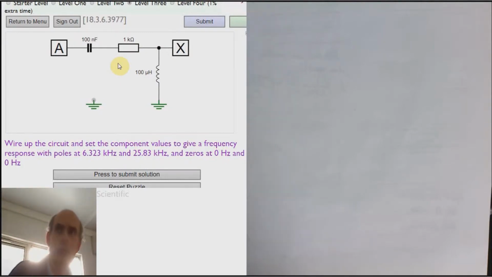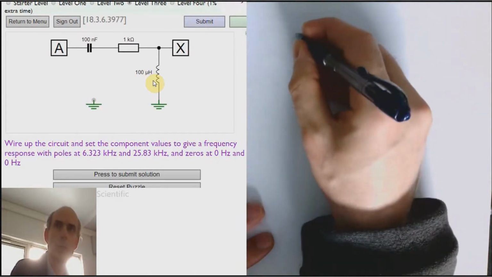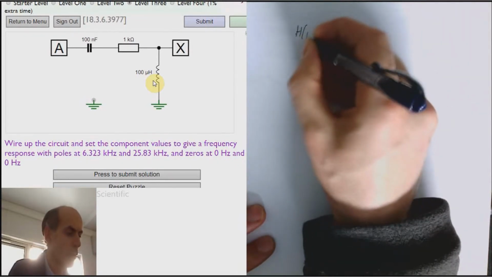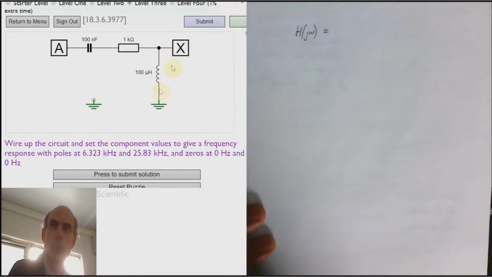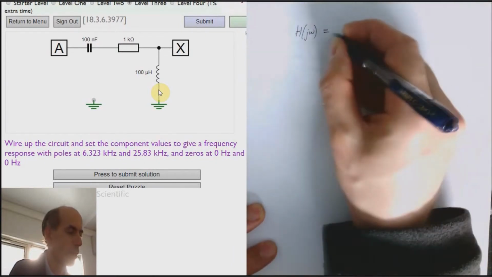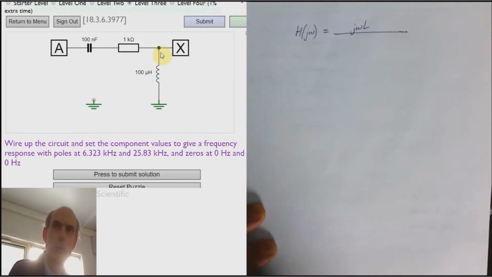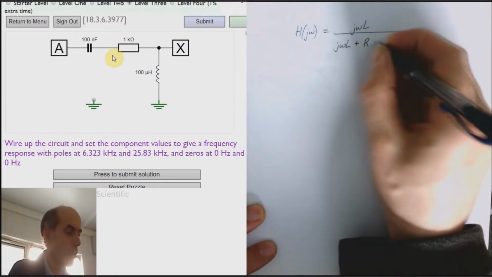Right then, all we have to do is to find the values. If we analyse this circuit, just work out its frequency response, analysing it in the usual way, using the potential divider equation, we would get that the frequency response is the impedance between the output and ground, in this particular case j omega L, divided by the impedance between the output and ground plus the impedance between the input and the output. Standard potential divider stuff. That would be this.